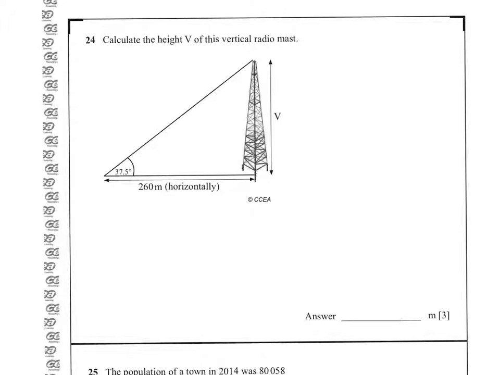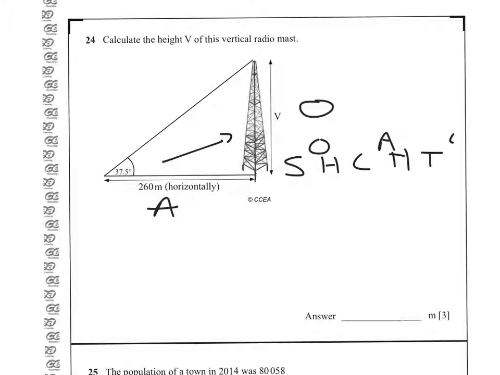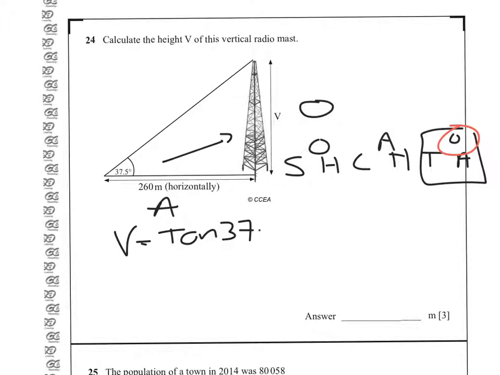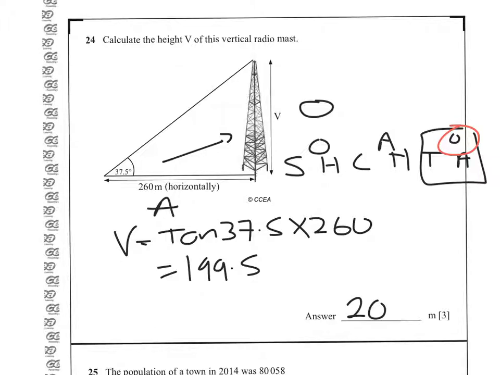Using trig, the first thing we're going to do is label the sides, and the V is opposite the angle, and the 260 is adjacent. Writing out SOHCAHTOA, I am looking for O and A, which tells me I'm using tan. I'm trying to work out O, which tells me that V is the tan of 37.5 times 260, which is 199.5. So either 199.5 or 200 metres.